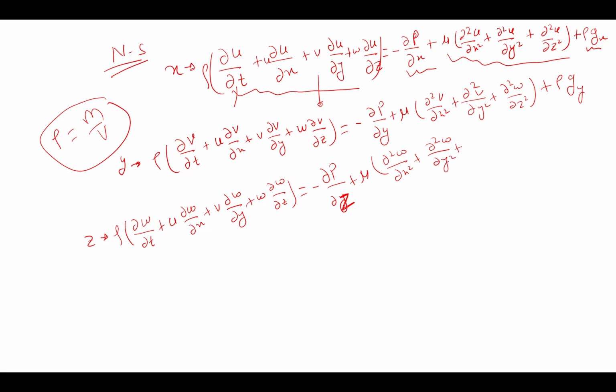Please write it in your copy 2 or 3 times, then you can easily understand. By your understanding, whatever I have told you here, this is a body force. Del square w by del z square plus rho g z. So this term is your body force. This term is your viscous force. This term is pressure force.